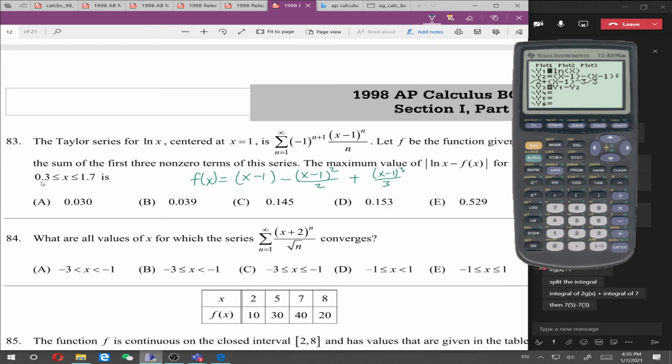I want my x values to be between 0.3 and 1.7, so I'm going to change my window to be somewhere around there. 0.3 to 1.7. And my maximum values are all below 0.53. And so I'm going to change these y values to be from 0 to 0.6 maybe. And we should be able to see what's going on here, I think. So let's graph that. Okay, I don't see anything.